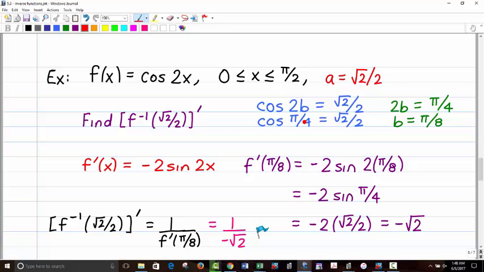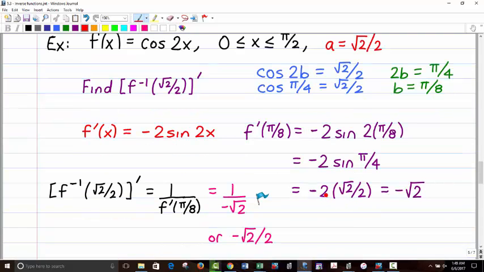So now let's go up here and look at the derivative. Don't forget the chain rule. So the derivative of cosine of 2x is negative 2 sine of 2x, because we have to take the derivative of 2x. And then once we've done that, let's put the pi over 8 in there. So we have negative 2 sine of 2 times pi over 8, negative 2 sine of pi over 4. So it's negative 2 times the square root of 2 over 2, which equals negative square root of 2.